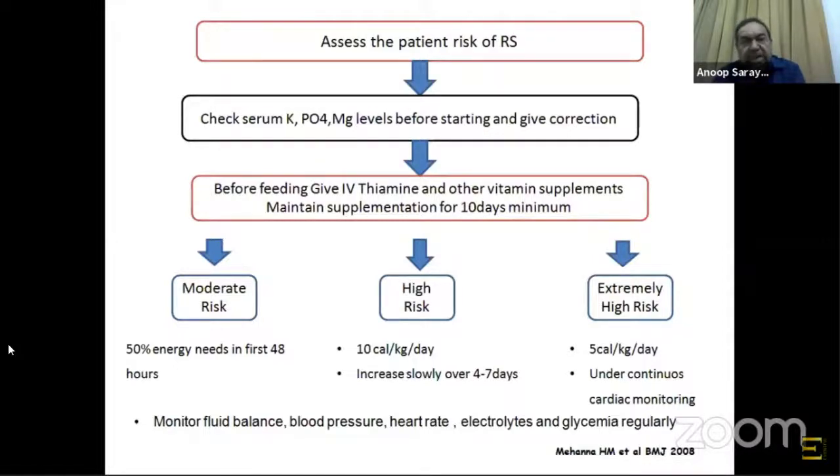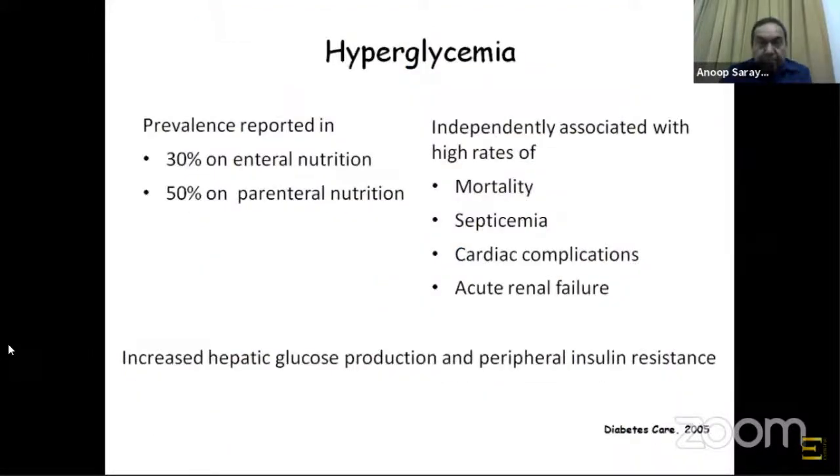Before feeding, give IV thiamine and other vitamin supplementation, to be maintained for 10 days minimum. Then if there is moderate risk, 50% of energy need in first 48 hours. If high risk, 10 calories per kg per day, and we can increase it slowly over 4 to 7 days. And if extremely high risk, we give 5 calories per kg per day under continuous cardiac monitoring. And we monitor fluid balance, blood pressure, heart rate, electrolytes, and glycemia regularly.